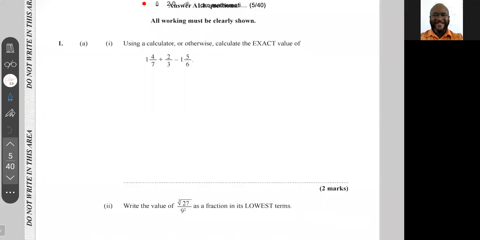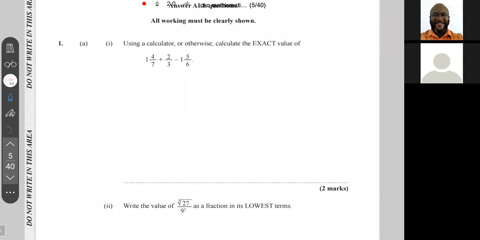All right, so this is January 2021, and we're doing question number one. Now, 1AI says using a calculator or otherwise, calculate the exact value of 1 and 4 over 7 plus 2/3 minus 1 and 5 over 6.